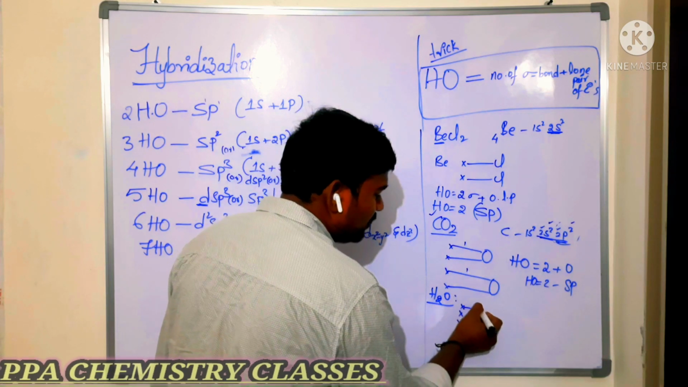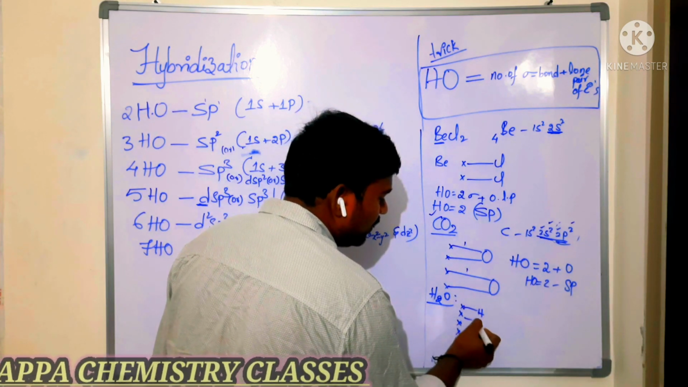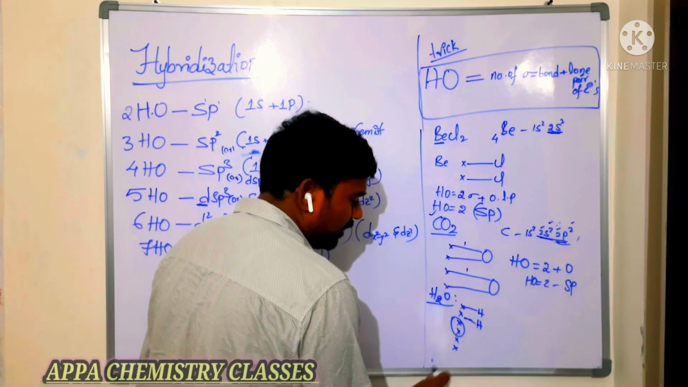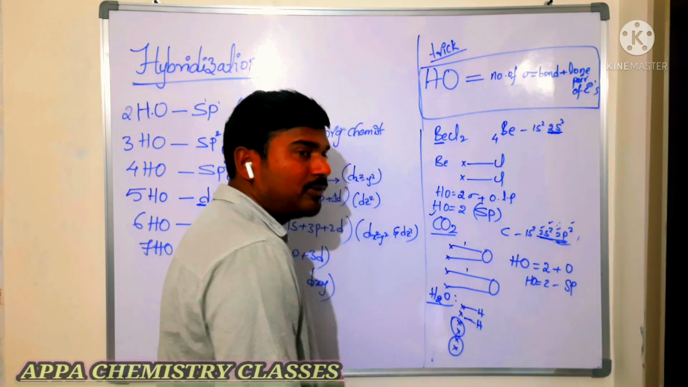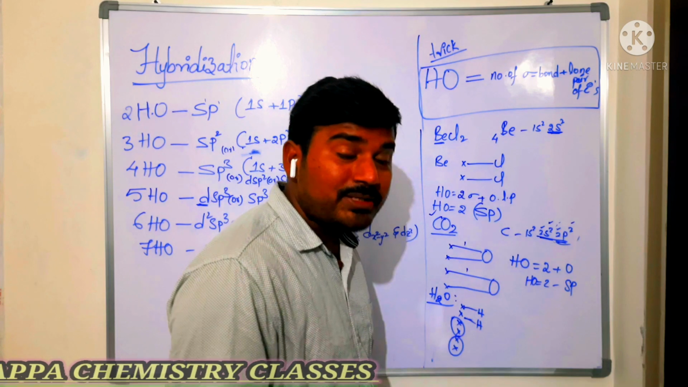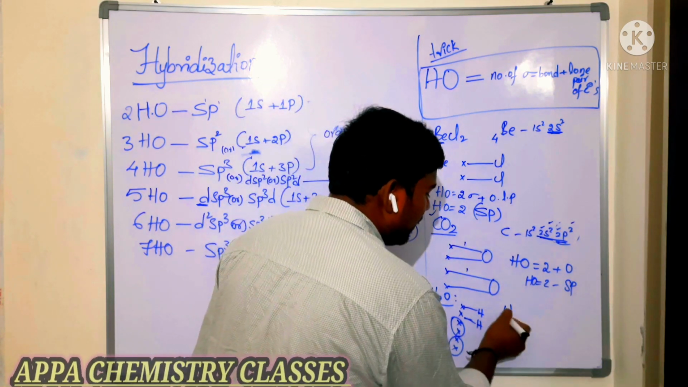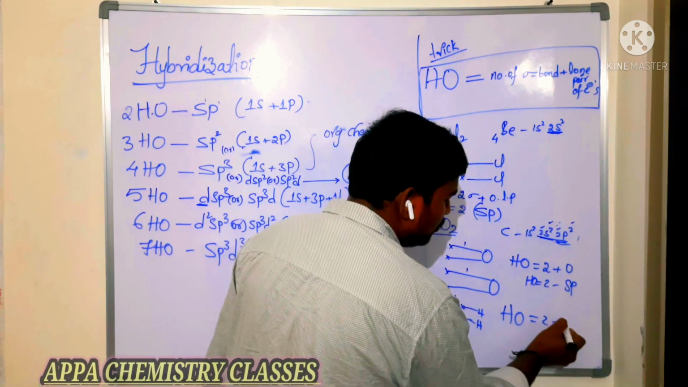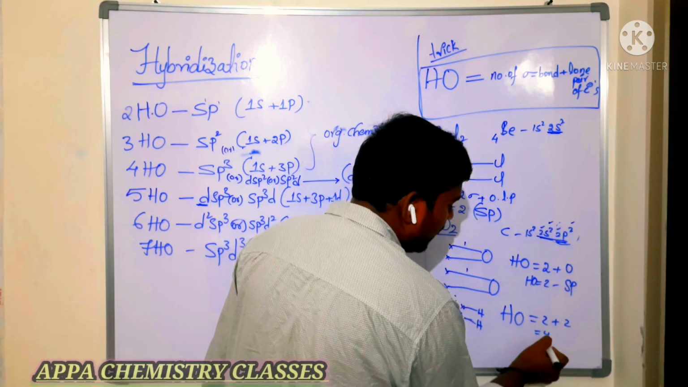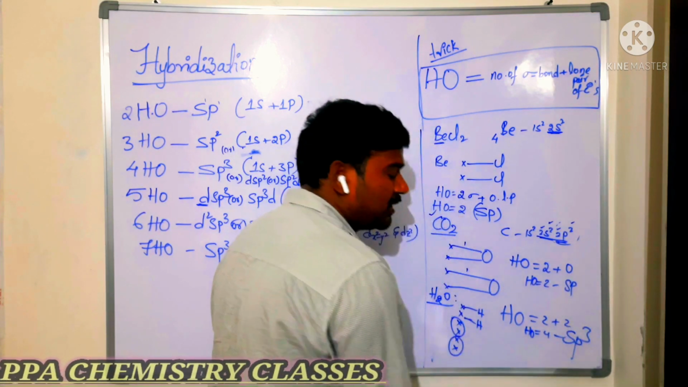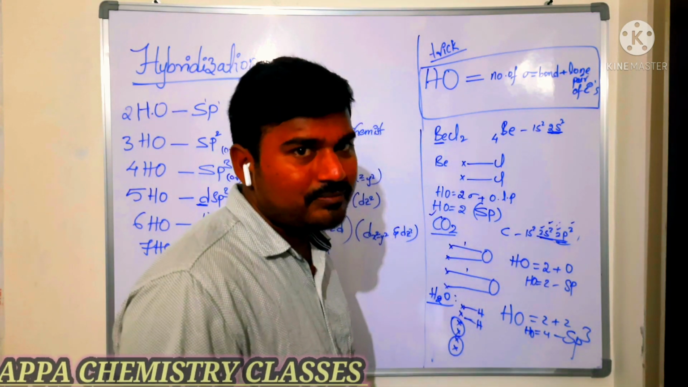Each hydrogen in water requires 1 electron, as hydrogen is a monovalent element. So it is 1 pair of electrons, this is another pair of electrons. Total how many lone pairs are there? 2 lone pairs and 2 sigma bonds. So the total hybrid orbitals will be 2 plus 2, that is 4 hybrid orbitals. Four hybrid orbitals means which hybridization? sp3 hybridization. Is that clear?